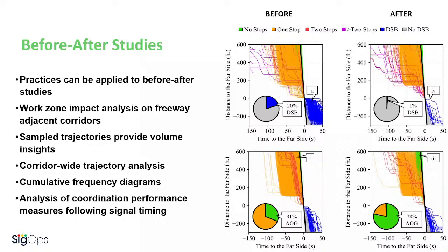And you can just see on the left, on the bottom, we've got a very low arrival on green leading to a high amount of downstream blockages on the top left. After some retiming, you can see that those downstream blockages were resolved by increasing the arrivals on green. And so if you set out to an intersection and you know that's something you want to address, we can quickly represent that and understand it. And that is something we would have struggled with previously with ATSPMs.